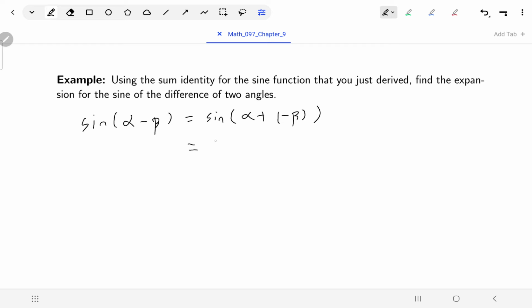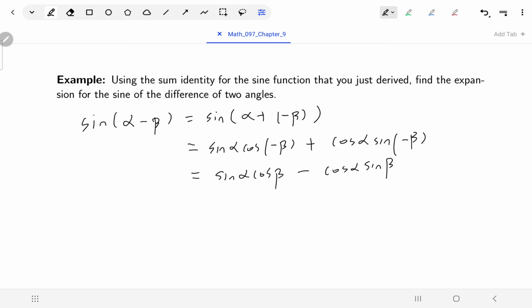And the formula for the sum of two angles for sine is sine of the first, cosine of the second, plus cosine of the first, sine of the second one. And now, just like I did earlier, I'm going to use the even and odd properties for sine and cosine to help simplify this. Again, cosine is an even function, so it's going to just absorb that negative. And sine is an odd function, so that negative will come out in front. And there we go, we've got our formula for sine of alpha minus beta.